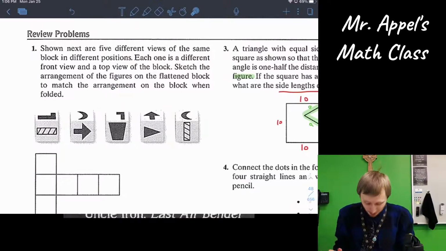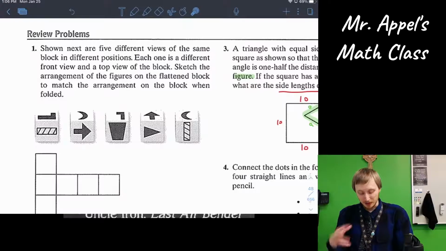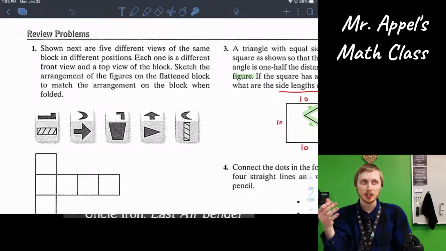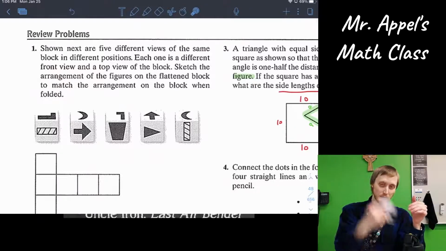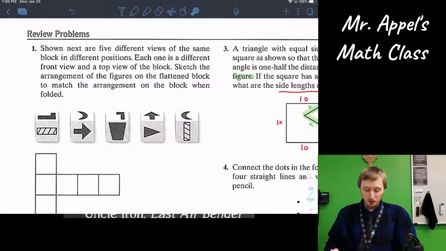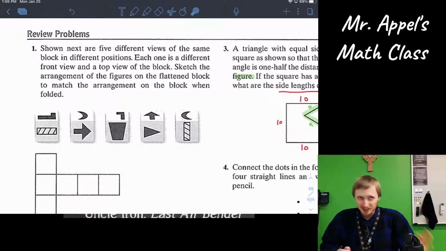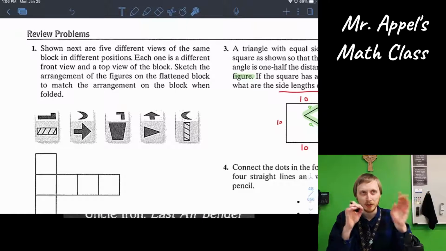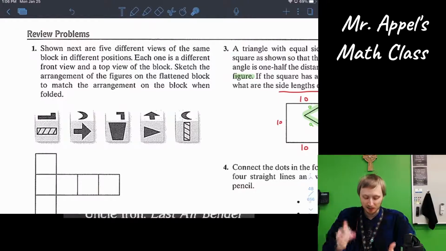So that's how I would do that one. It's taking the draw a picture strategy up a notch and the make a prop strategy. Otherwise, I would say if you're not doing that, you're pretty much at guess and test, right?